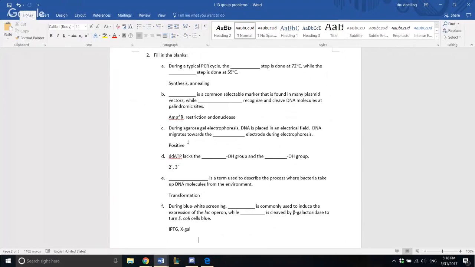ddATP lacks a 2' OH group and a 3' OH group. Transformation is the term used to describe the process where bacteria take up DNA molecules from the environment. That's transformation. IPTG during blue-white screening is common. IPTG is commonly used to induce the expression of the lac operon, while X-gal is cleaved by beta-galactosidase to turn E. coli cells blue.